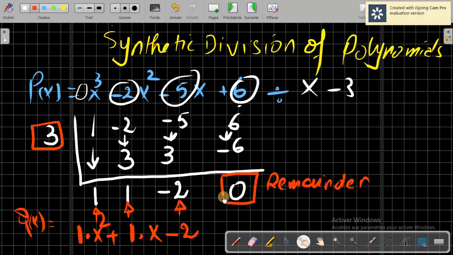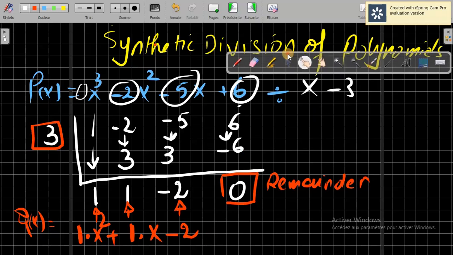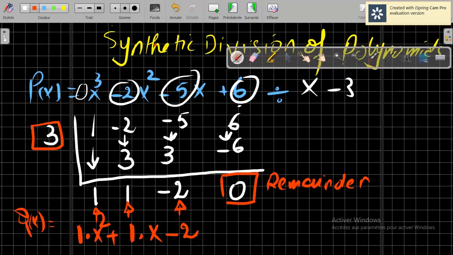If you simplify this, your Q(x) is going to be 1 times x squared, which is x squared, plus 1 times x, which is x.